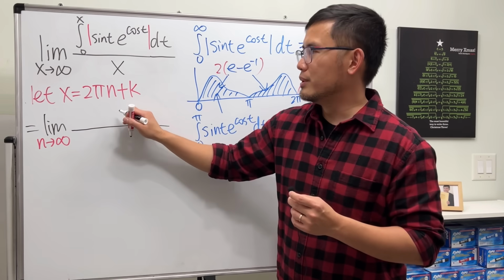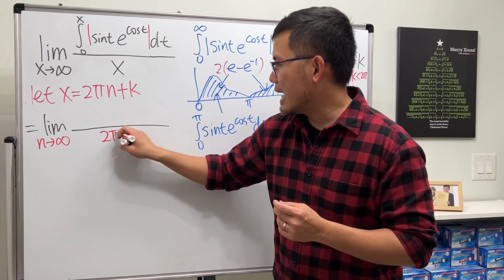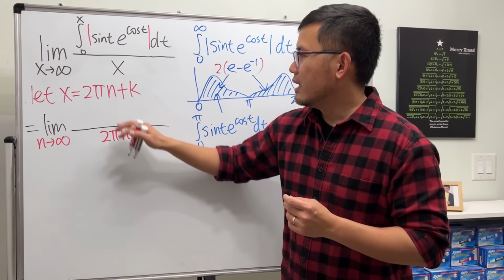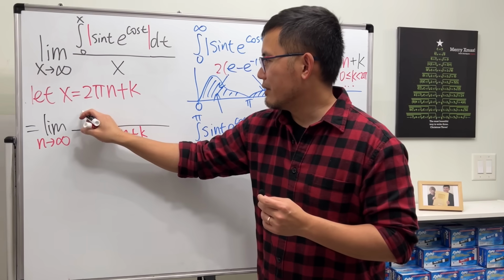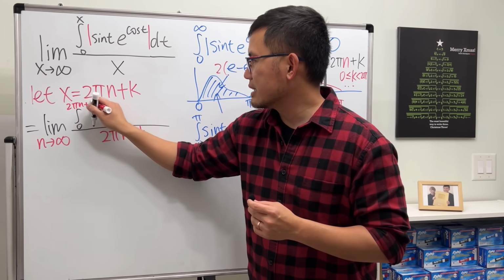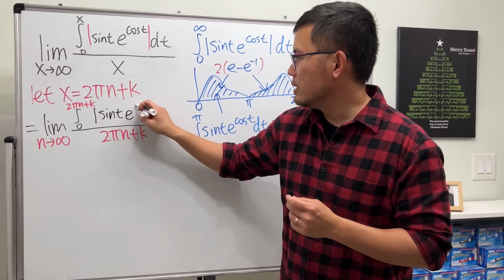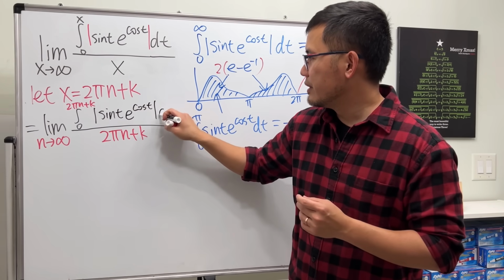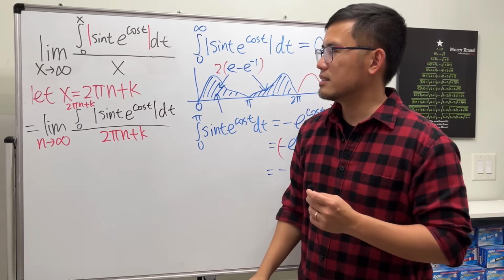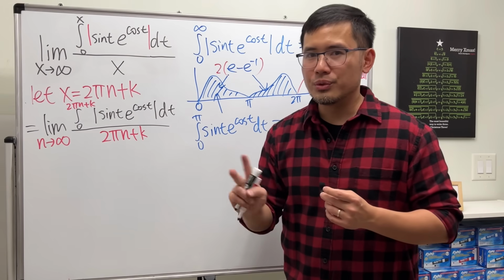Well, I can just put that down for the bottom. So the bottom we have 2 pi n plus k. Put that right there for the x. So we have the integral going from 0 to 2 pi n plus k of the absolute value of sine t e to the cosine t dt. Nice. Now what? Let's break this down into two parts.